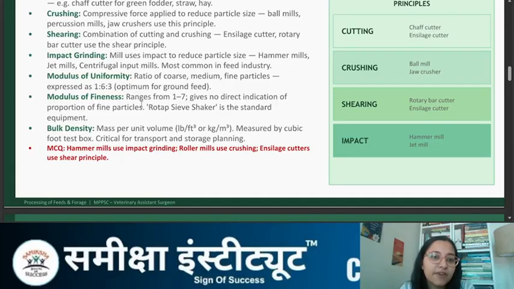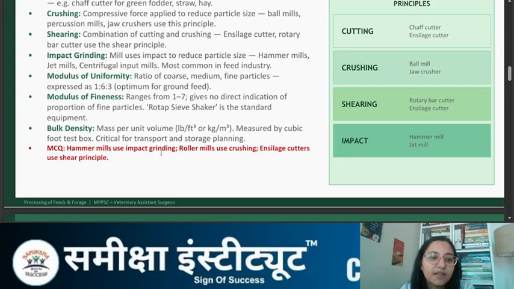Then fineness should be 1:7. It gives no direct indication of the proportion of fine particles. So a Ro-Tap sieve shaker is used for the fineness. Then bulk density. Okay, density means mass per unit volume, as you must be knowing. It is measured by the cubic foot test box.